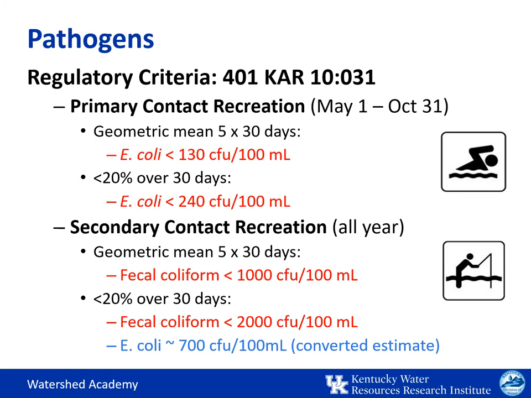The primary contact recreational standards are based on E. coli, and the secondary contact on fecal coliform. Because oftentimes fecal coliform is not tested, rather only E. coli, the University of Kentucky has developed an equation to provide an equivalent concentration of E. coli based on that higher standard. So around 700 CFU is equivalent to 2,000 for the Kentucky River Basin.